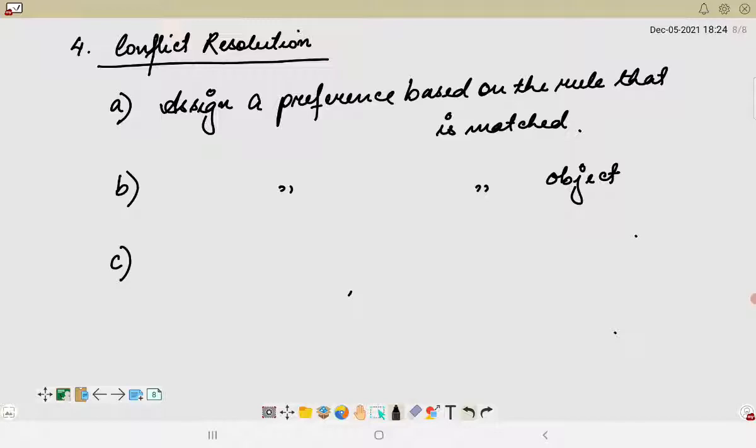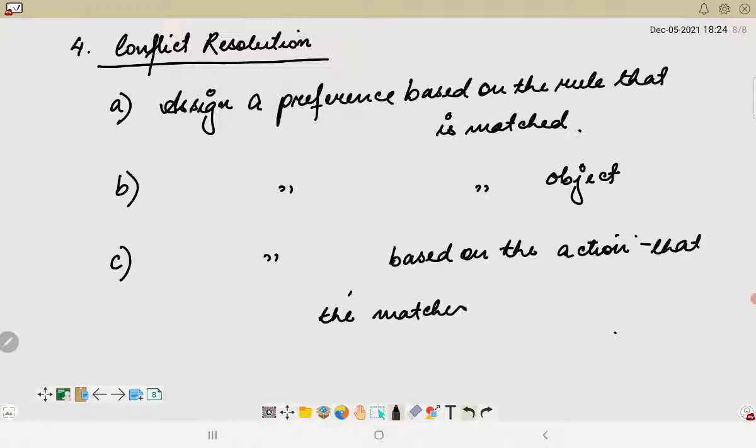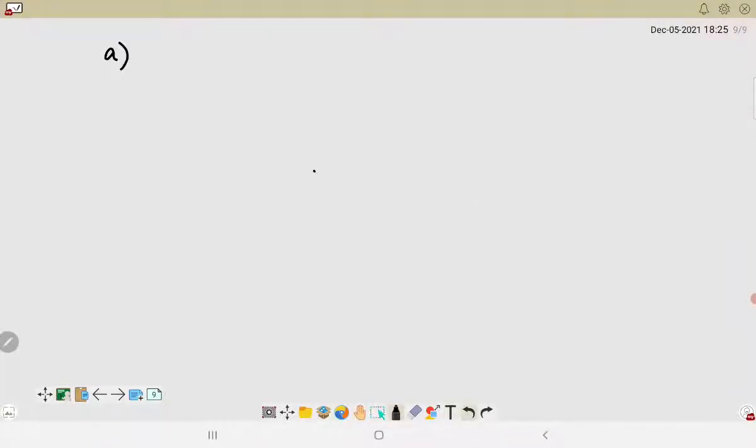would perform. So assign a preference based on the action that the matched rule would perform. Right. So these are the three steps which we have to understand while we are going for conflict resolution in matching. Okay. So first let us discuss the first one, that is preference based on rules.